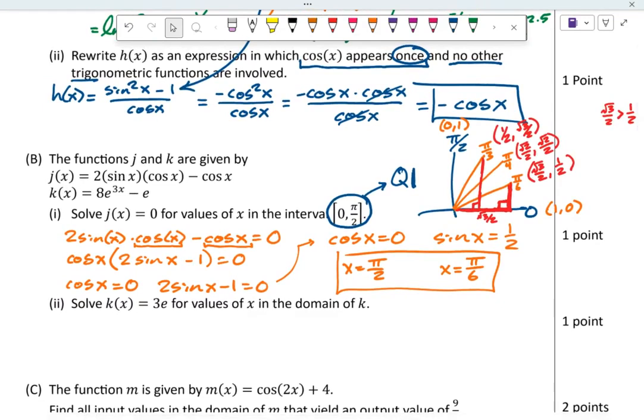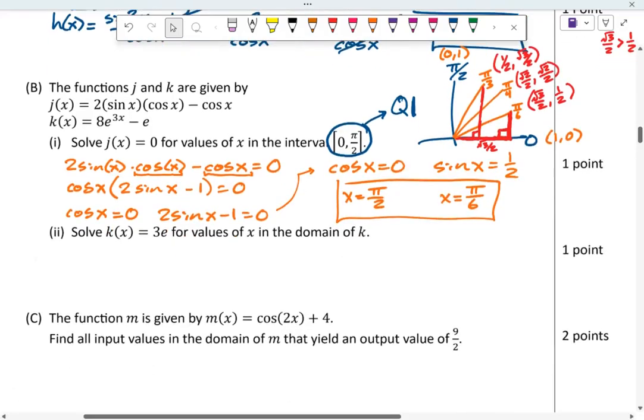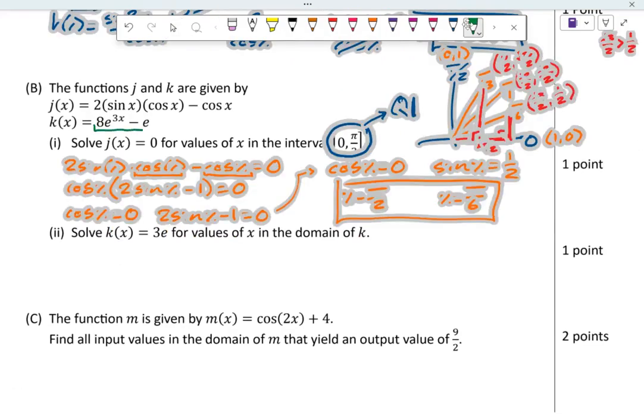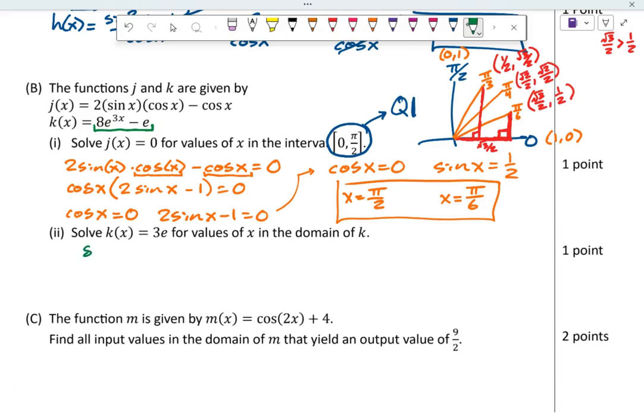All right, let's do part 2. K of x is equal to 3e. Solve for values of x. So let's go ahead and put our k of x in there. So that is 8 e to the 3x minus e equals 3e.